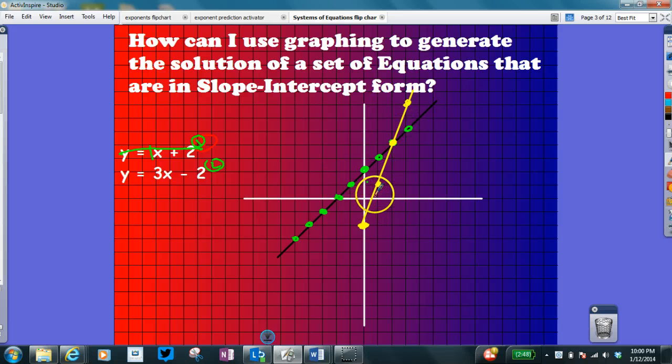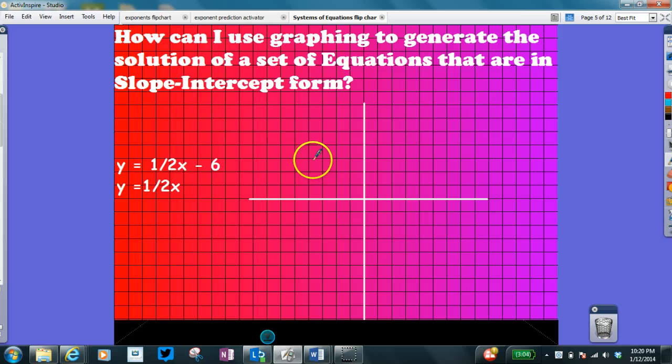So when I go back over, remember I'm doing coordinate pairs, so I can go over 1, 2. So my x value is going to be 2. And then I go up 1, 2, 3, 4. So in this case, the solution to this system is (2, 4). X value of 2, y value of 4. That's where they intersect. Alright, let's look at this one.